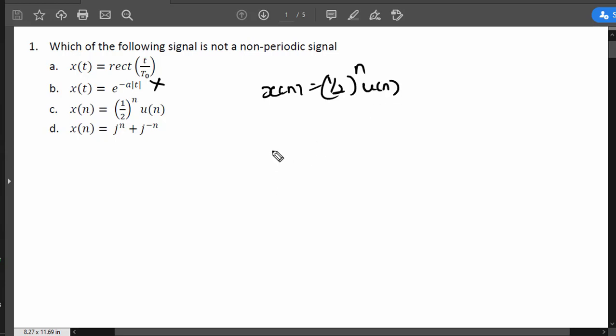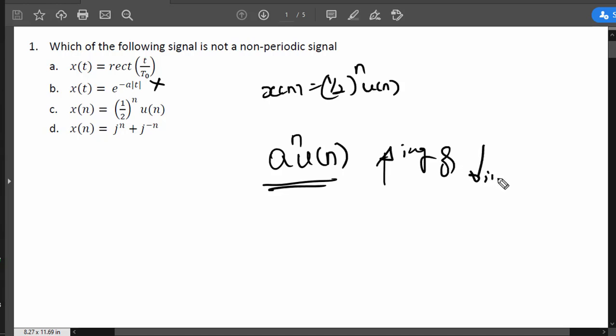Now you might know that in discrete time, the exponential sequence is defined by a power n u of n. This is how the exponential sequence is defined in discrete time. And whether it is exponentially increasing or exponentially decreasing depends upon the value of a here. If a is greater than 1, then it is exponentially increasing. If a is between 0 and 1, then it is exponentially decreasing. Now, what is the value of a here? a is 1 by 2, so x of n is 1 by 2 power n u of n.